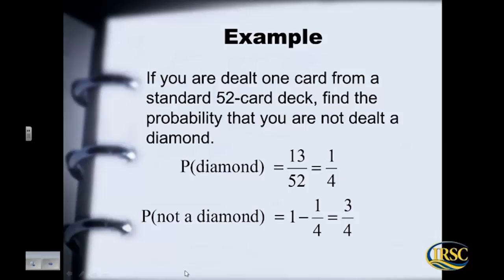Remember, another way you can look at it is how many suits are in a deck of cards? 4, and diamonds is just 1 out of those 4 suits. So you didn't even have to go with 13. You could have said, oh, 1 out of 4 suits is the probability of selecting a diamond. So therefore, 1 minus 1/4 is 3/4.